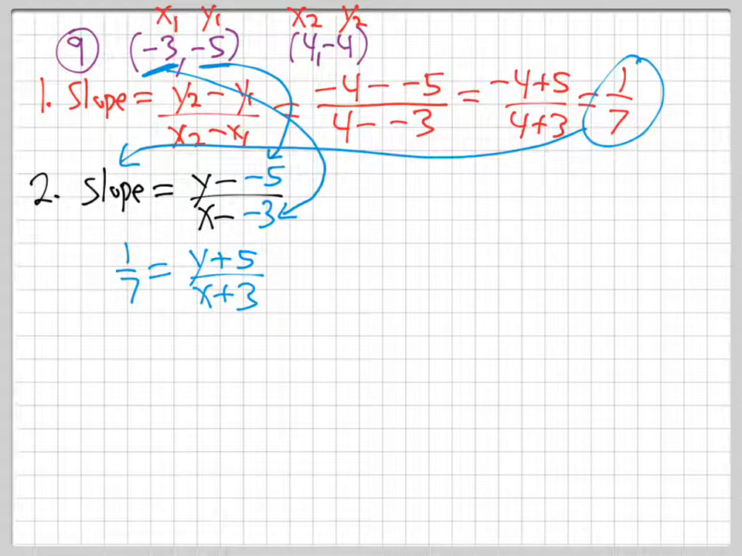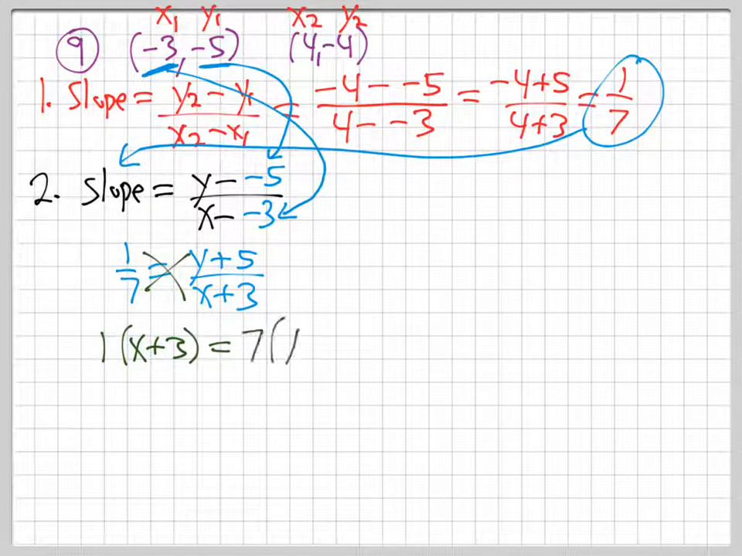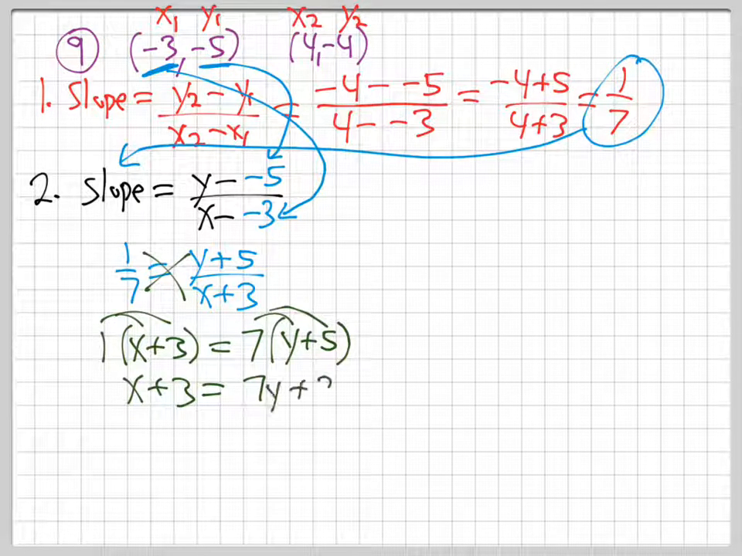Cross multiply and solve for y. So we go diagonal, diagonal. So 1 times x plus 3 is 7 times y plus 5, like that. And then distribute. X plus 3, distribute, 7y plus 35. What do we need to do to get y alone there? Yeah, y is saying I want to be alone. So we subtract the 35. Very good. Is that good?